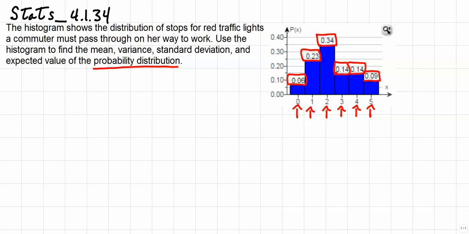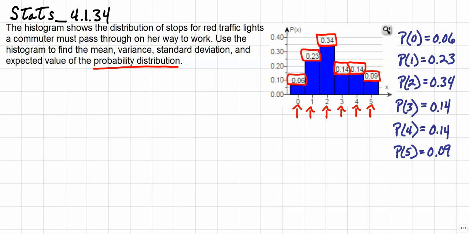We'll go ahead and create a quick table that represents the probability. So the probability of no traffic lights will be equal to 0.06. The probability of one traffic light will be equal to 0.23. The probability of two traffic lights will be equal to 0.34, and so on.